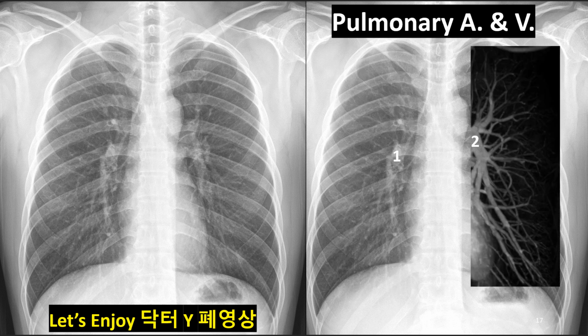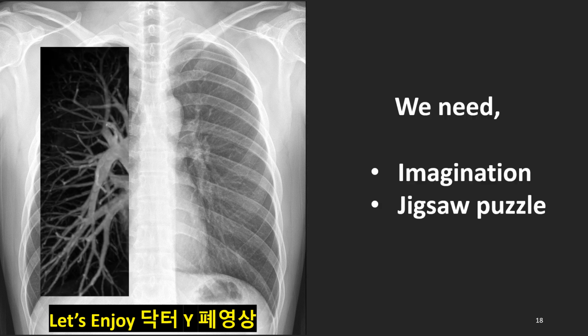How about the normal healthy young man's right side peripheral lung field? Please focus on the pulmonary arteries and pulmonary veins on the right side of a young man's normal chest X-ray. Now we see more of the pulmonary vessels on the normal chest radiograph. For better interpretation and proper diagnosis with the chest radiograph, we have to turn it back from two-dimensional X-ray film into 3D original human thorax data. So we need imagination and jigsaw puzzle solution.